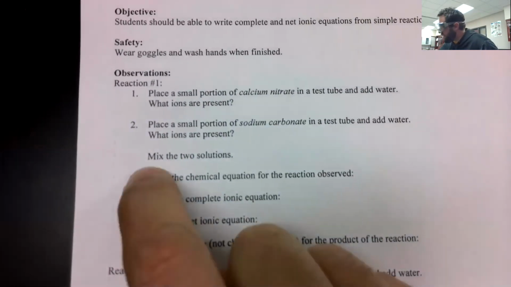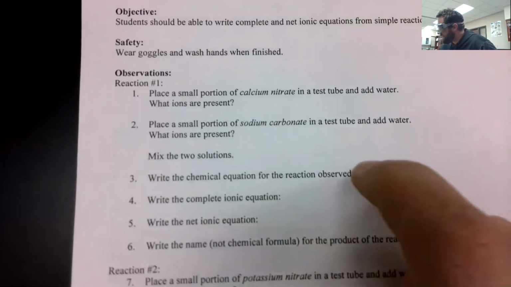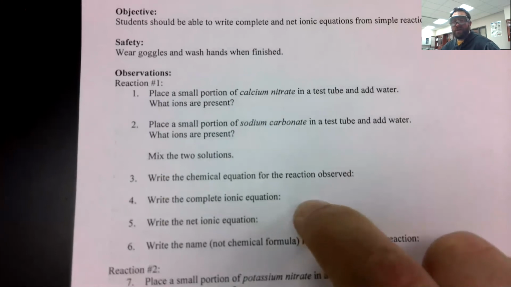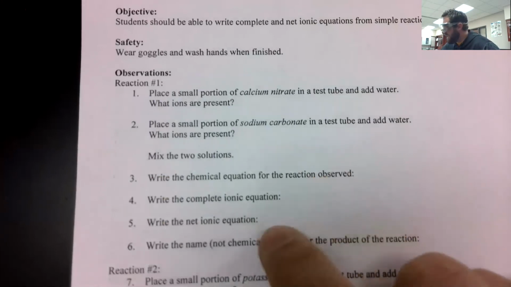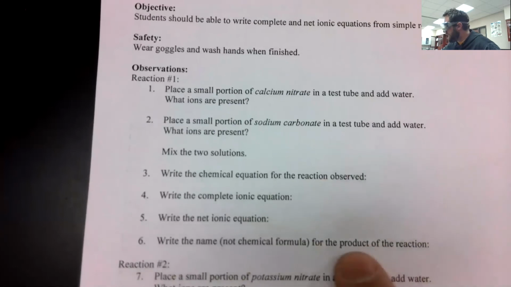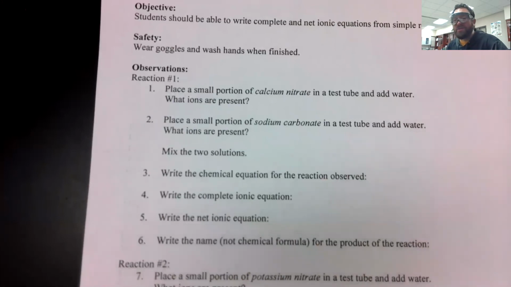So questions 3, 4, 5, and 6, you're to write the balanced chemical equation, including states of matter, the complete ionic equation, we worked with those last week, and then the net ionic equation for step 5, and finally write the name, not the chemical formula, for the product of the reaction. It's only one product. Only one thing should have formed there. That will be our non-aqueous material. That's what precipitated out.